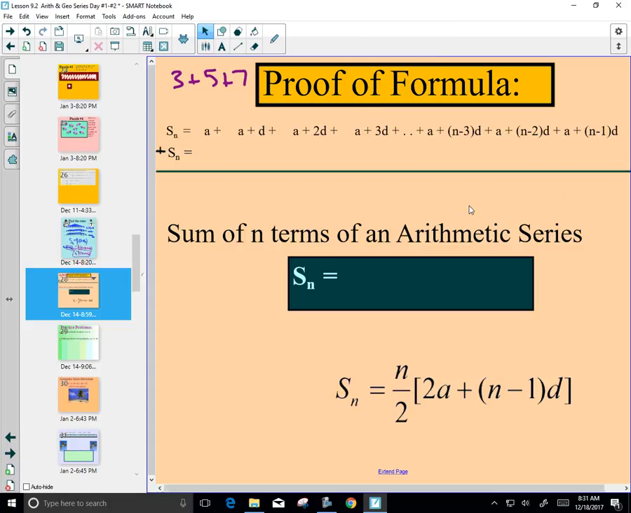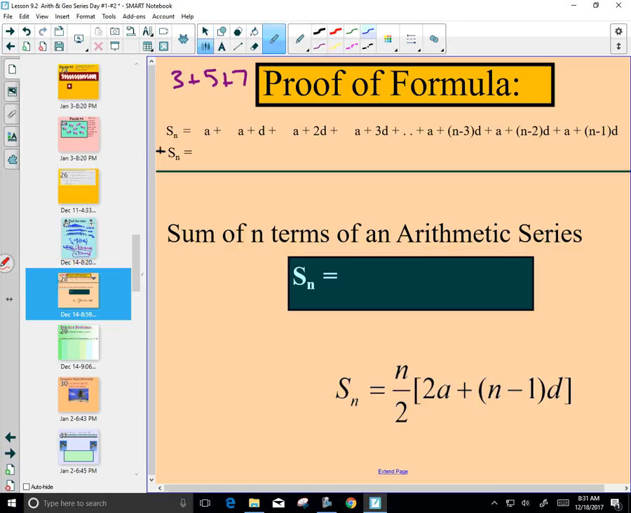But there we go. Okay, so below this, I'm going to add the sum again. But instead of writing it this way, I'm going to write it in reverse. N minus 1 times d. This next one, n minus 2 times d. And the next one's going to be, and let's see here, I'll write this out quick with the right values.